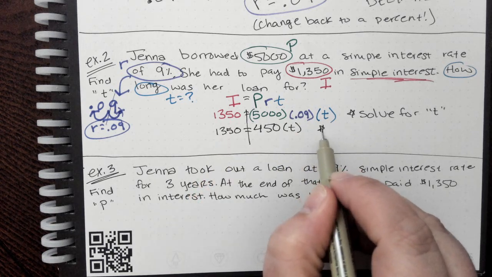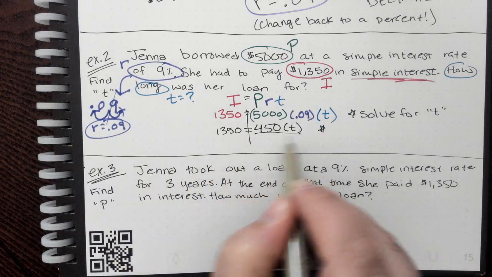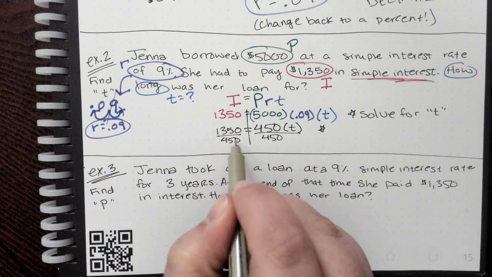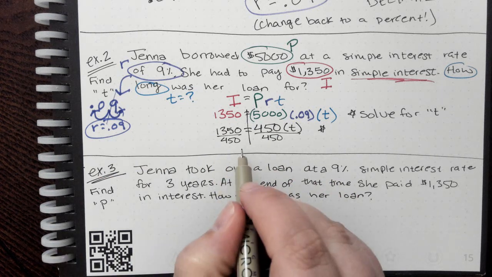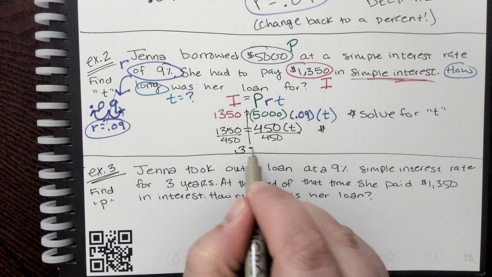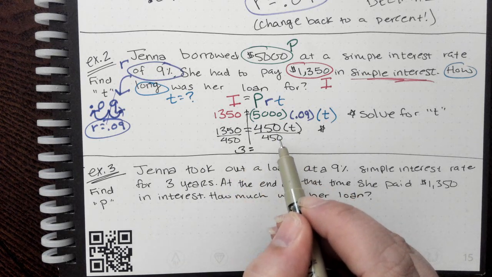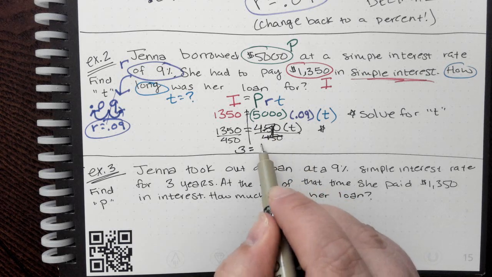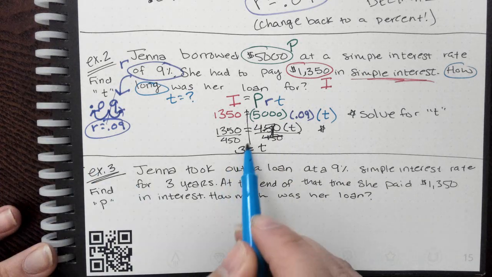Now we want to isolate T. To isolate the variable, we'll divide by its coefficient. When we divide 1,350 divided by 450, you get 3. 450 times T divided by 450 would get 1 times T, which is the same as T. So the loan was for 3 years.